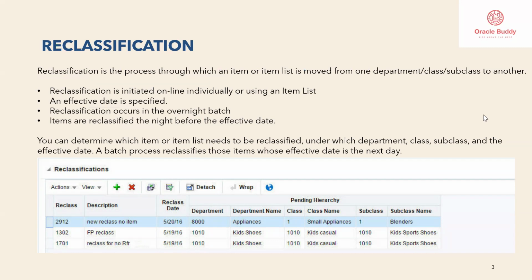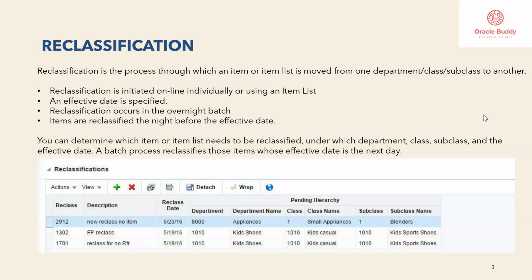You can determine which item or item list needs to be reclassified under which department, class, subclass, and the effective date. A batch process reclassifies those items whose effective date is the next day. Before going further, we need to understand why reclassification is needed. We can move the item from one department class to another department class subclass in a scenario where a business has accidentally created the item in the wrong department class subclass, and they don't want to delete and create the item again. They just want to move the item from one department class subclass to another subclass.